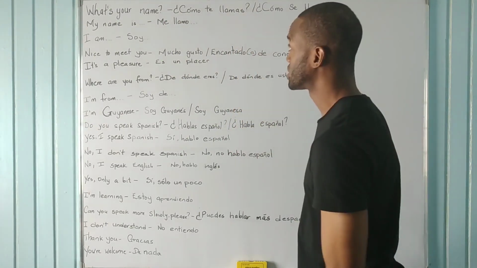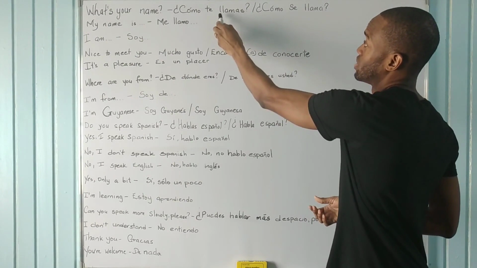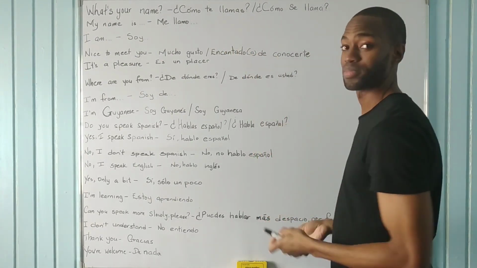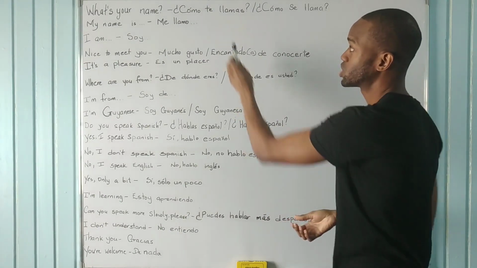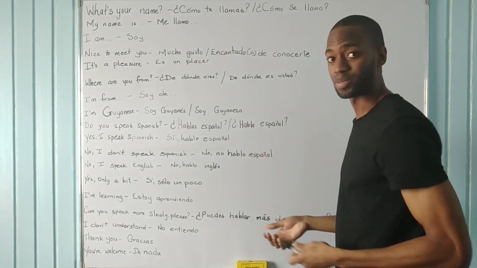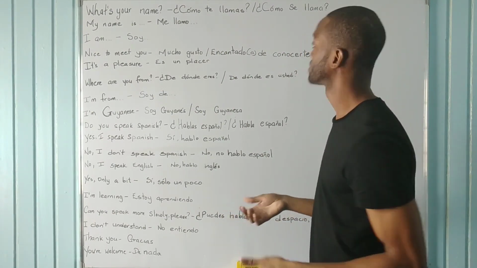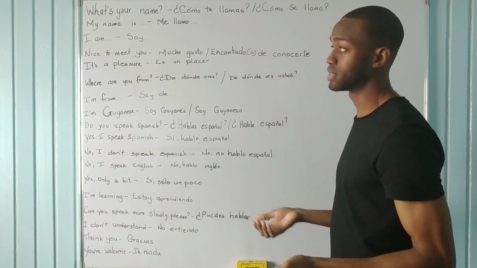Also pronunciation, you see that this word is pronounced llamas, this one llama. Why? Because in Spanish, when two L's come together, it is pronounced like a Y in English. So como te llamas, como se llama.